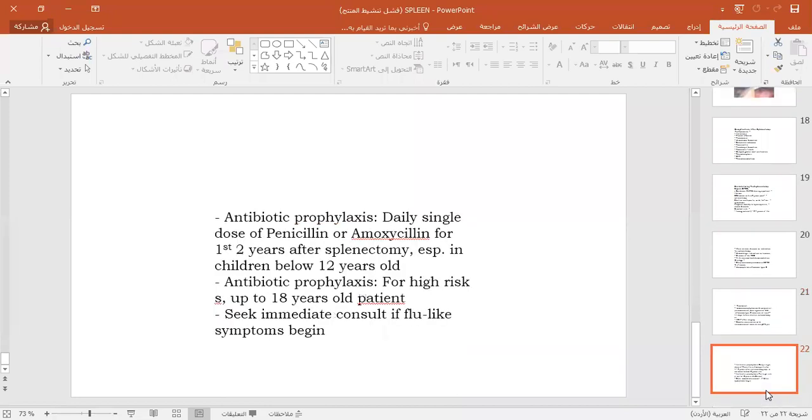Antibiotic prophylaxis: a daily single dose of penicillin or amoxicillin for the first 2 years after splenectomy. Daily for 2 years, especially in children below 12 years old.